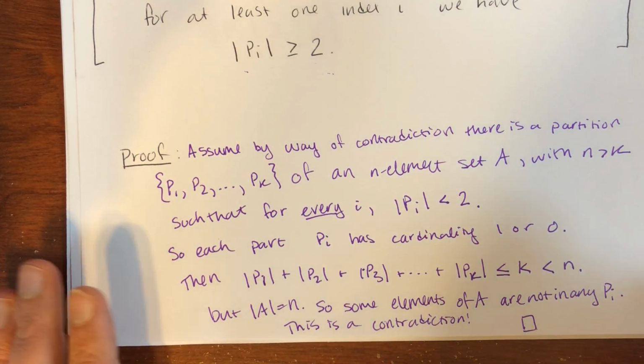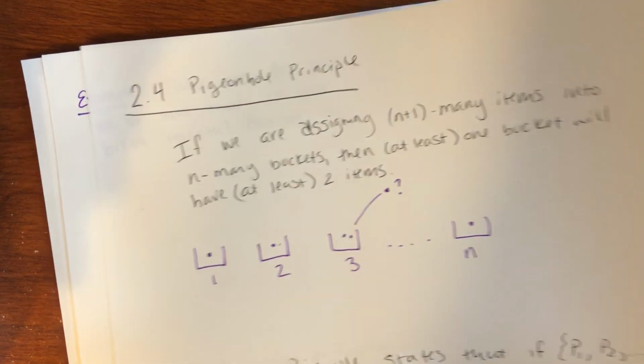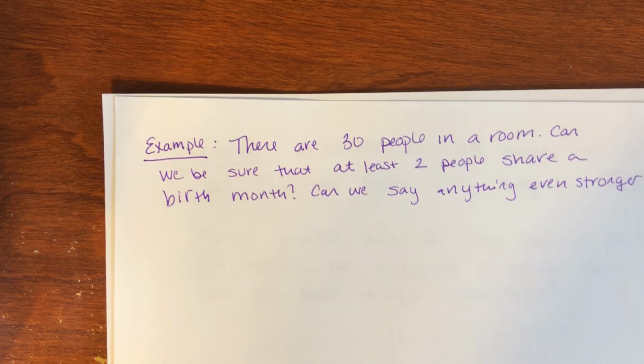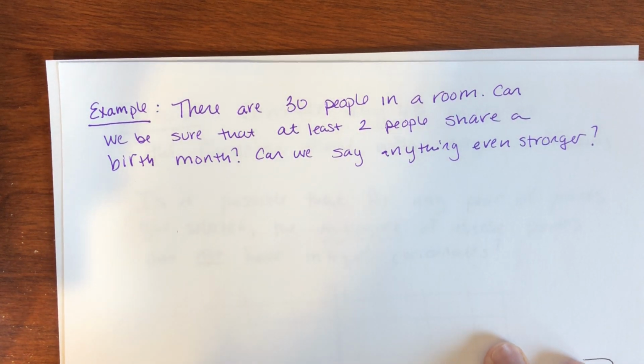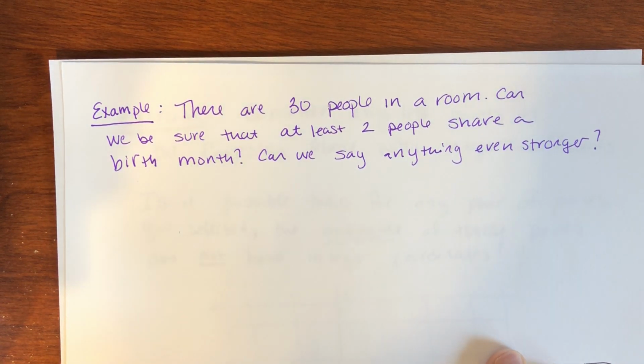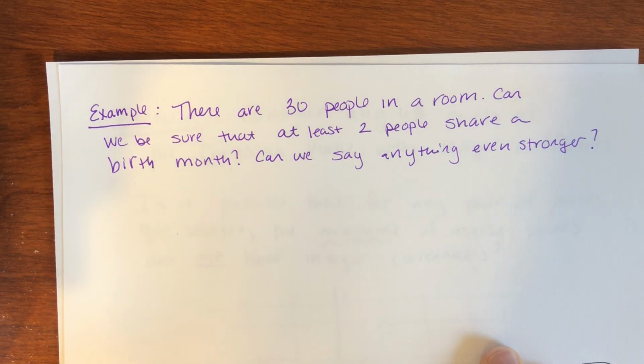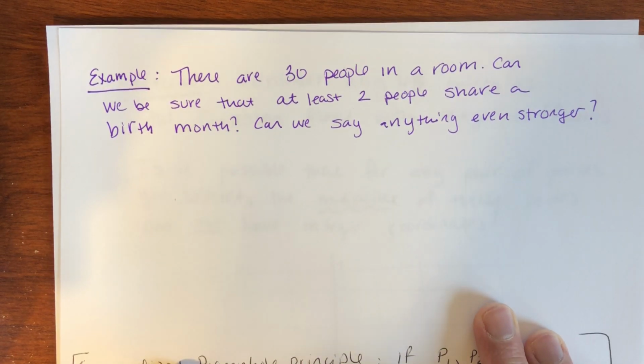Okay. So let's look at another example. This is similar to one of the warm-up problems. Let's say this time that there's 30 people in a room. Can we be sure that at least 2 people in that room share a birth month? And can we actually say anything even stronger here?